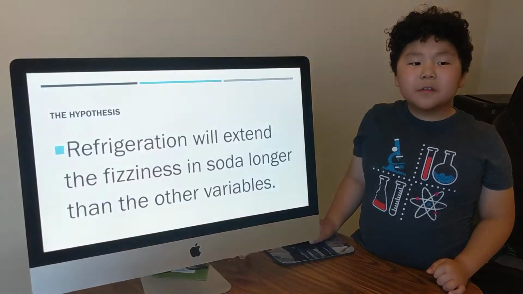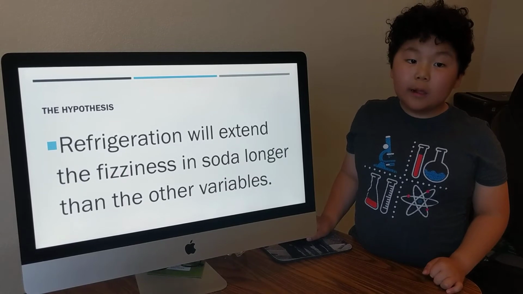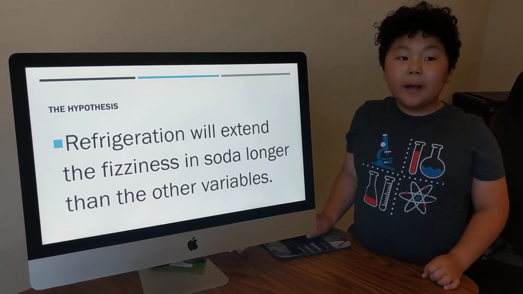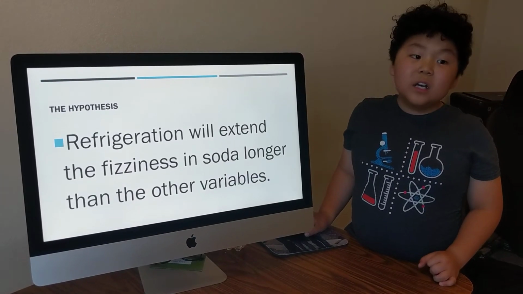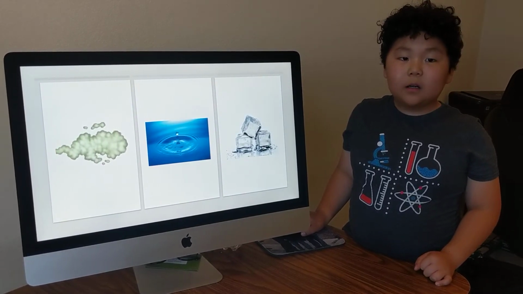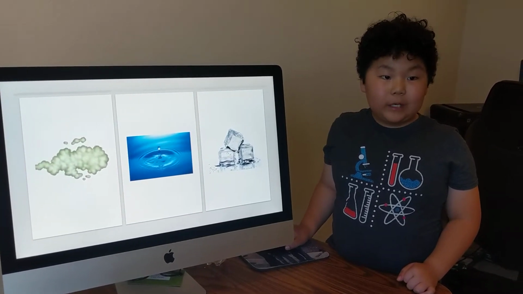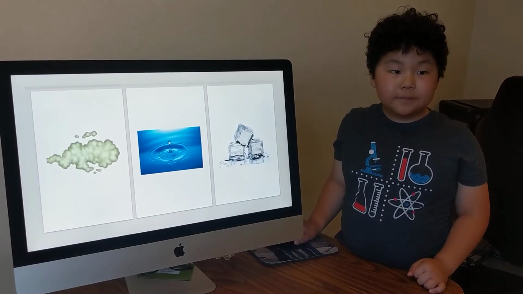My hypothesis is that the refrigeration will extend the fizziness in soda longer than other variables, but I'm not sure. I think that colder temperatures will keep the fizziness longer, but I don't know what will happen when we freeze the liquid and it turns into ice.